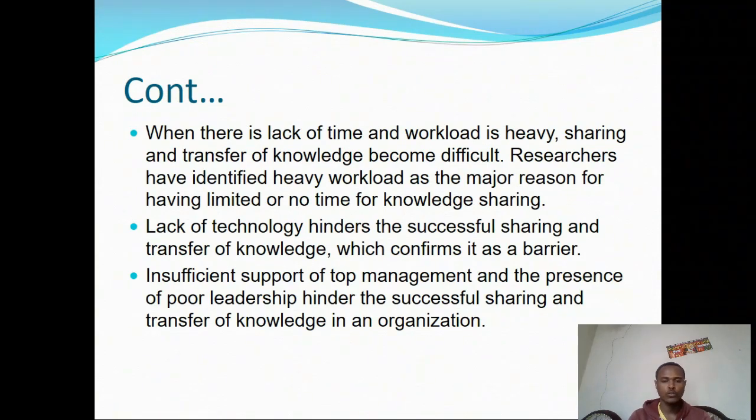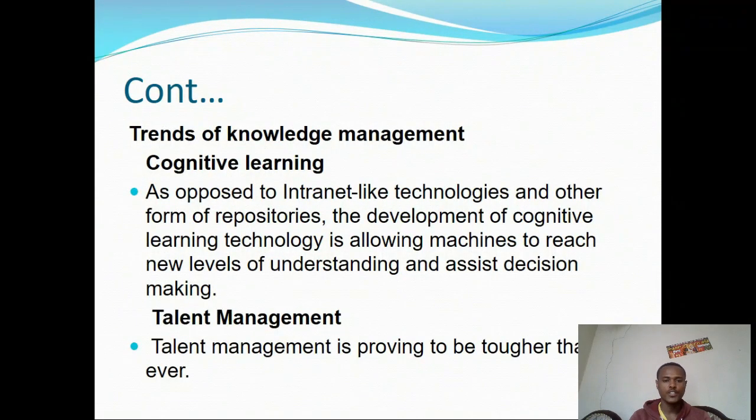Insufficient support of top management. If top management does not support it, it is likely that the sharing of knowledge will fail. The presence of poor leadership is the same as the lack of support from top management. Such factors hinder the transfer of knowledge in an organization.